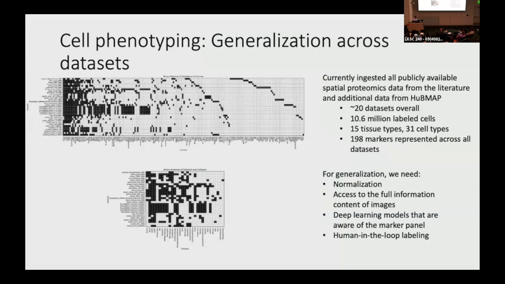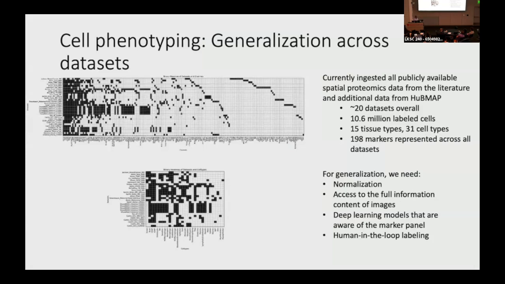We've ingested all of the available cell type labels, after passing through some quality control, and also generated a fair number of labels ourselves. And across all these data, there's about 31 cell types that are represented, but then also 198 different markers that were present in all of these experiments. And so this is, at least in my view, a big challenge for any model that's going to be doing generalized cell phenotyping.